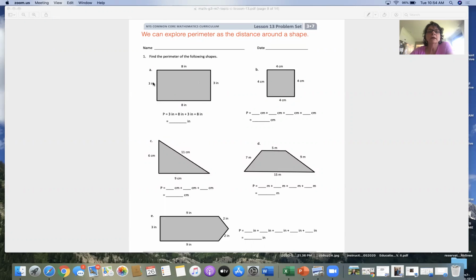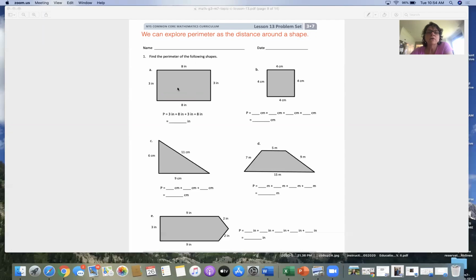And what do we know about rectangles? Oh, we know the opposite sides are equal, which is the case here. 8 inches and 8 inches on the top and bottom, and 3 inches and 3 inches on the left and right. Now, in order to find the perimeter of a shape, we write a number sentence, and they have our first number sentence done for us. P, which stands for perimeter, equals 3 inches plus 8 inches plus 3 inches plus 8 inches.